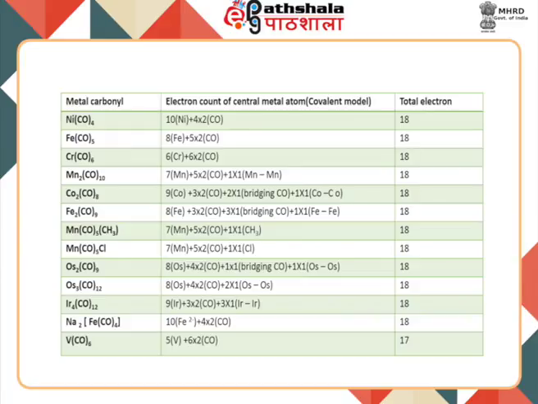Likewise, we can take mixed ligand complexes such as manganese pentacarbonyl methyl, where manganese donates 7 electrons and 5 carbonyl ligands donate 5 pairs of electrons. 1 methyl group donates 1 electron. So, the total is 18 electrons on the metal atom.